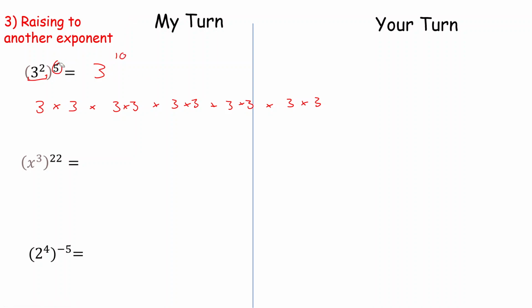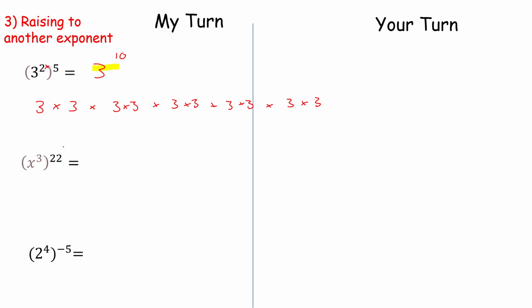So the general rule here is if you've got some indice and you're raising it to another power, in this case to that 5, you multiply the powers together. 2 times by that 5 is equal to 10. So that is your answer, 3 to the power of 10. And this stuff here is showing you why that is the case.